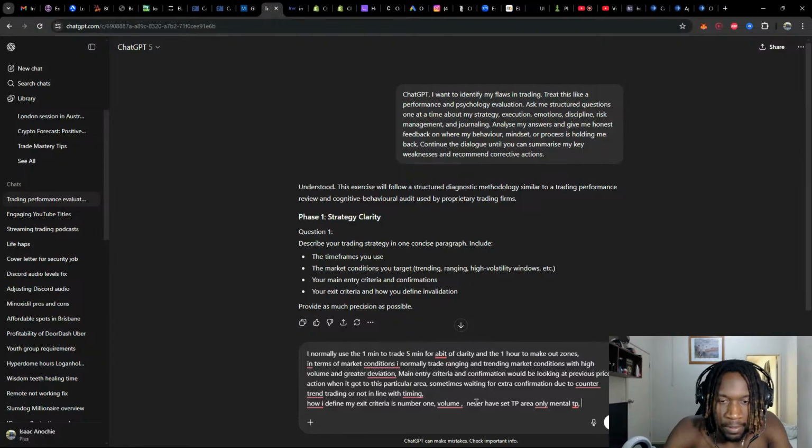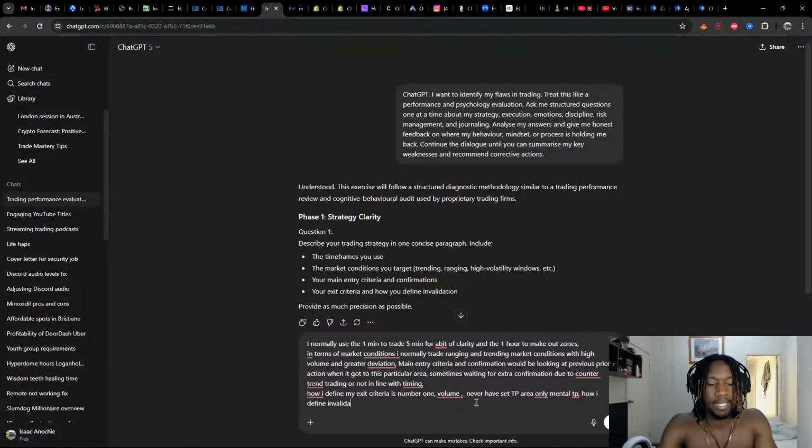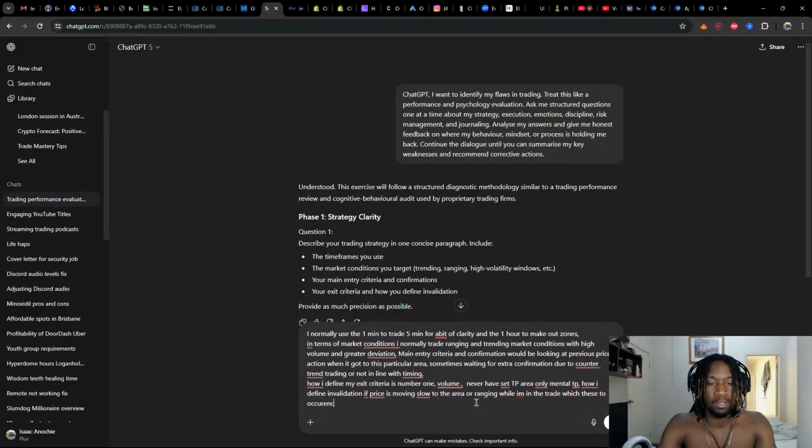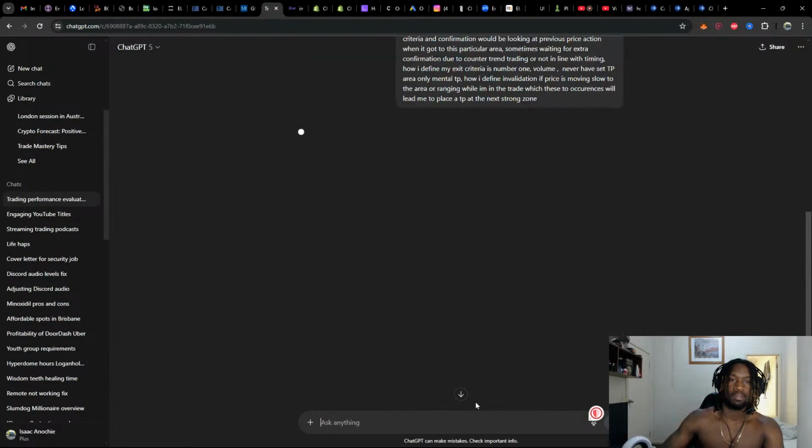Your exit criteria and how you define invalidation. How I define invalidation: if price is moving slow to the area or ranging while I'm in the trade, which these two occurrences will lead me to place a TP at the next strong zone. Boom.